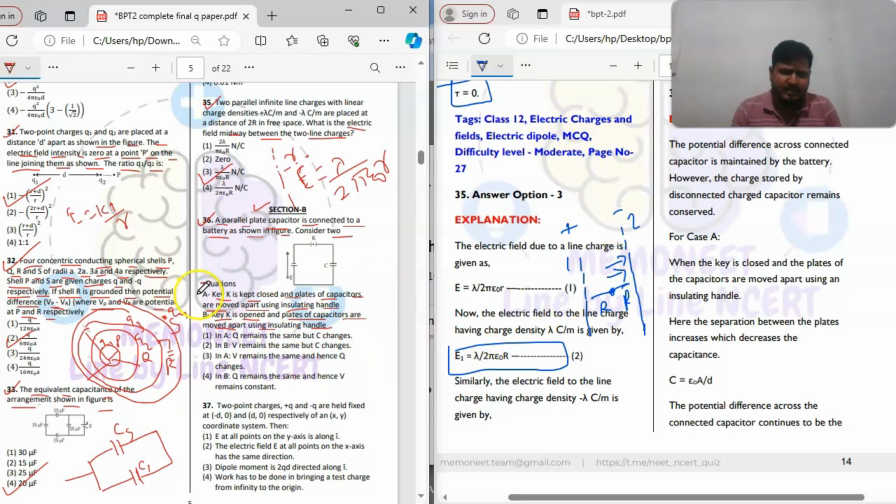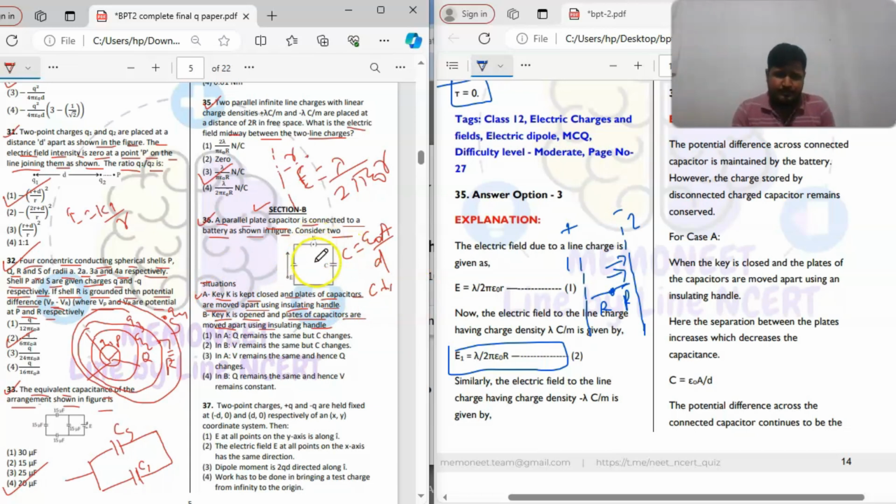So first we'll discuss case 1. Here the key K is closed, and we have to separate the plates. So what is the capacitance of a parallel plate capacitor? That is epsilon naught A by d. Here d is increasing, so C will decrease, right? So the first one is that the capacitance C will decrease.